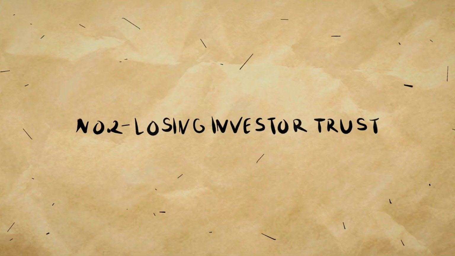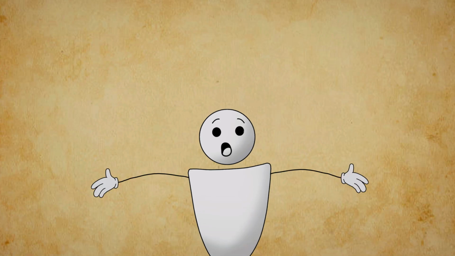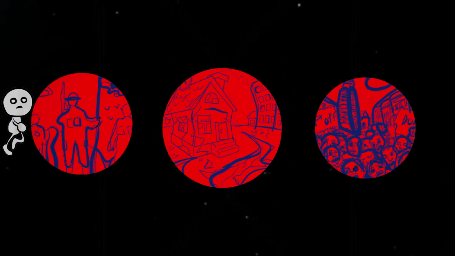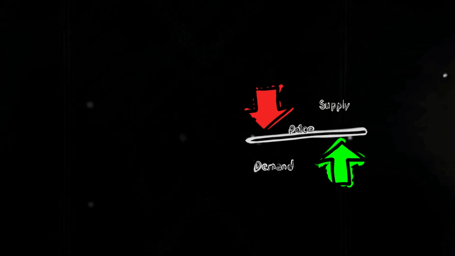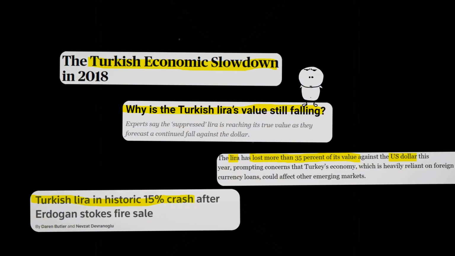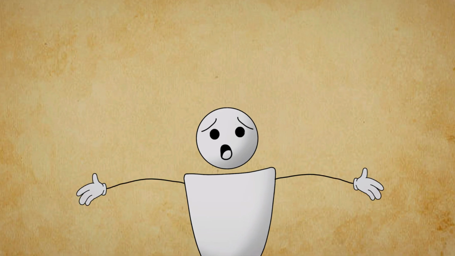Number 2. Losing investor trust. If investors think a country can't pay its debt and their investment might be at risk, as a result, they sell the currency fast. Number 3. Instability. Wars, disasters, continuous strikes. These scare investors away, lowering demand for your currency, and there goes the currency's value. For example, in 2018, the Turkish lira lost about 40% of its value in 1 year. Why? Political tensions and high debt, which led to distrust among the investors. So as a result, they pulled their money out. Currencies are like dating. Once trust is gone, it's really hard to get it back.